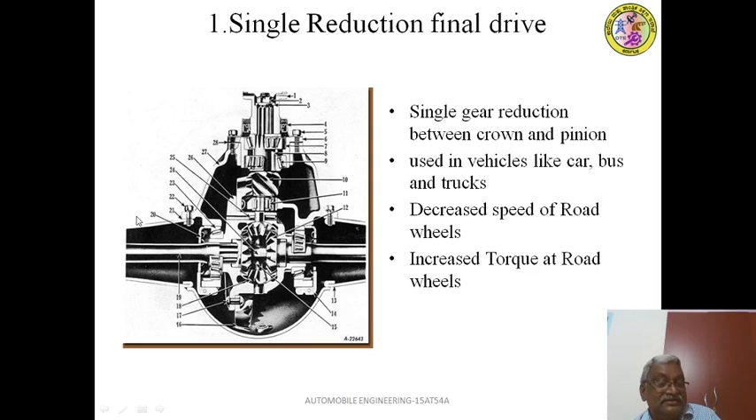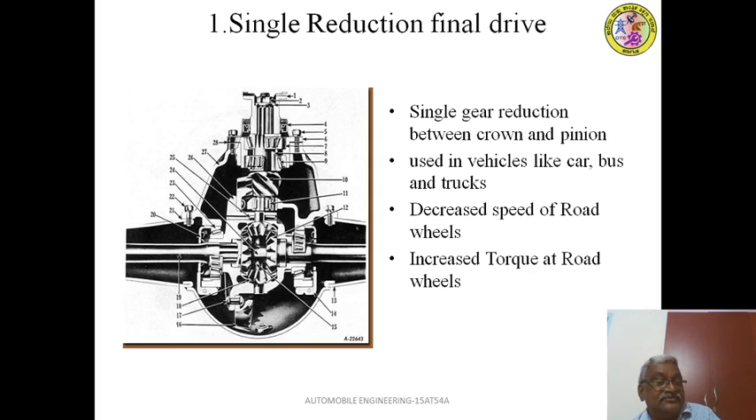Left side rear wheel and right side rear wheel both are rotating at the same speed. The vehicle is moving on a straight path. So here there is no relative movement between the sun gears and pinion gears. Everything is rotating as a single unit.